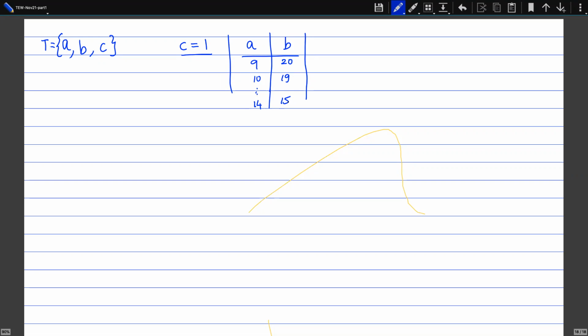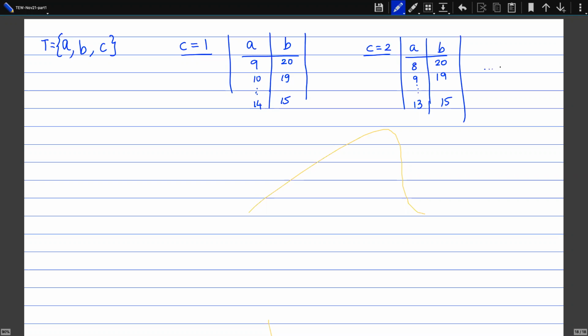Then if you fix C equal to 2, then the sum of A and B should be 28. So we must look at the possibilities for A and B. The smallest is 8 and 20, 9 and 19, and so on. 14 and 14 is 28, so I can't allow that. 13, 15. So 8, 9, 10, 11, 12, 13. There are again six possibilities here. And so on. I need to keep doing this.